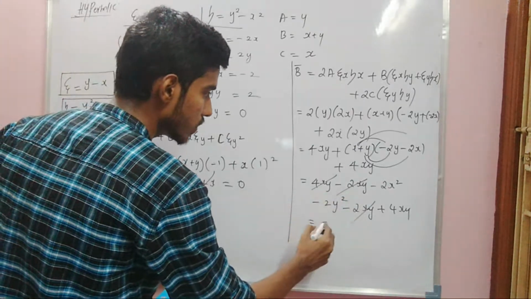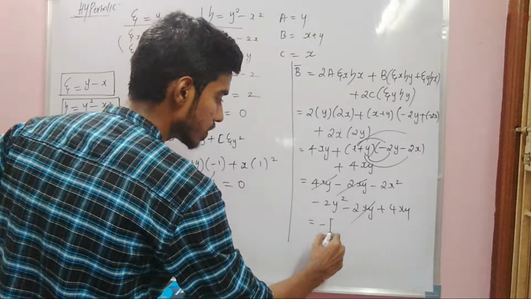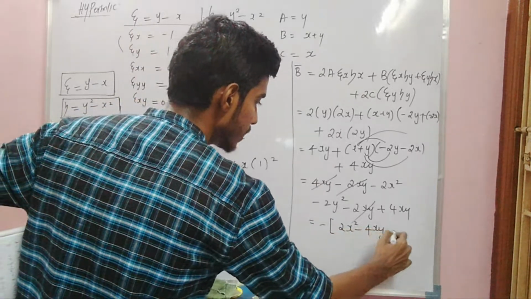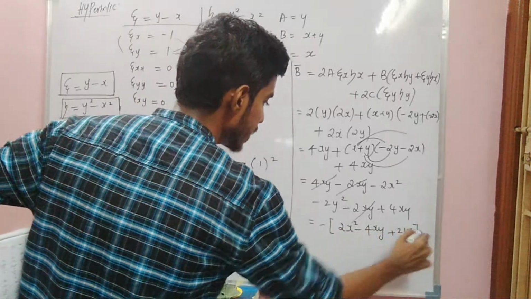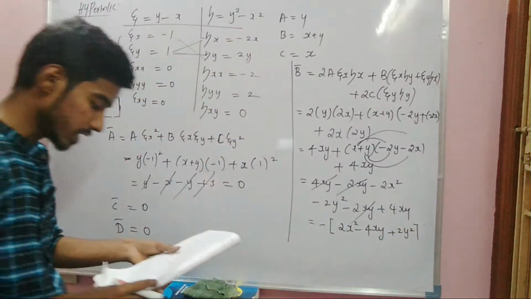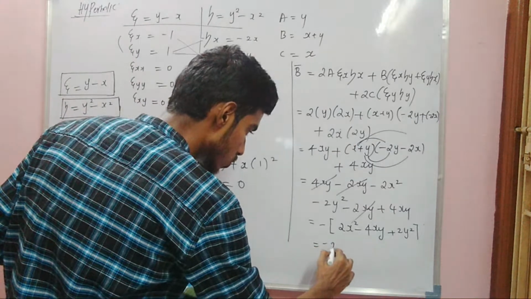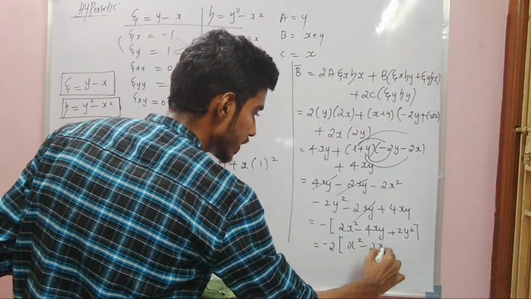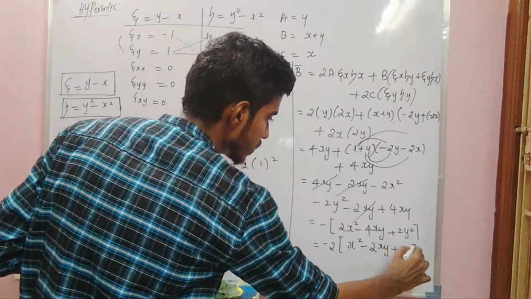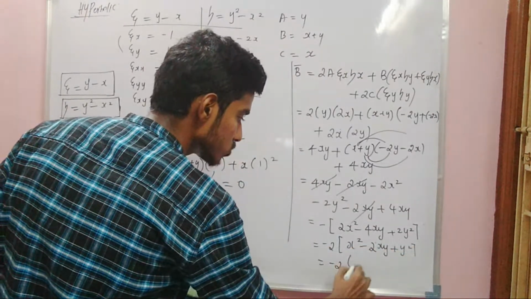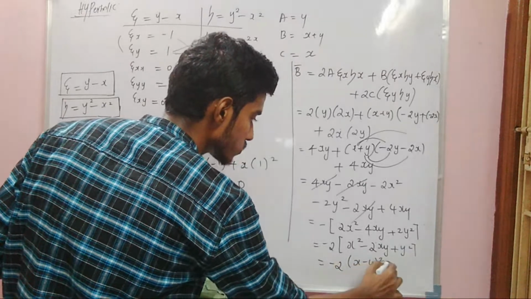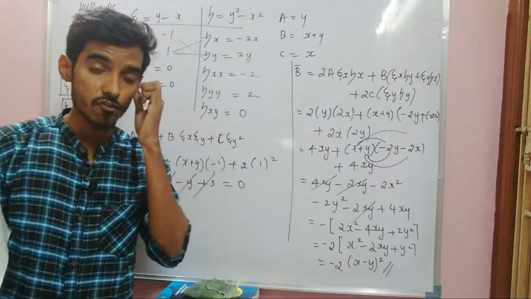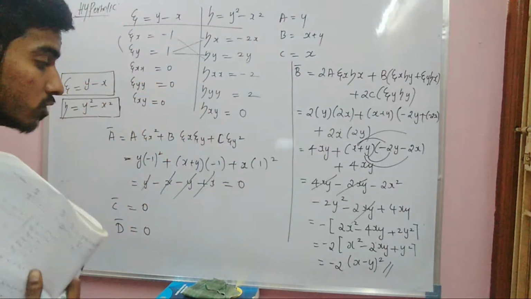So what we are left with is, if we take minus common, 2x square minus 4xy plus 2y square, right? I can write it like this: if I take minus 2 outside, we will have x square minus 2xy plus y square. So I can write this as minus 2 times x minus y whole square. So this is our B bar. B bar is minus 2 of x minus y whole square.